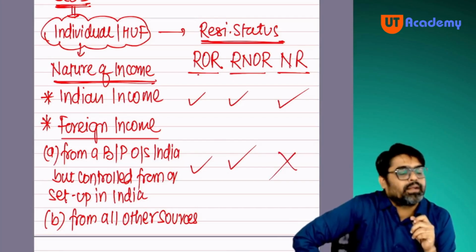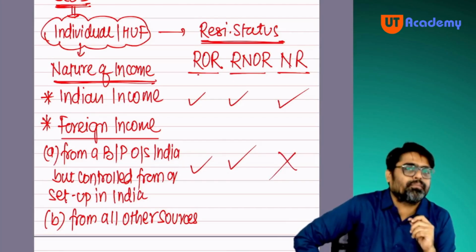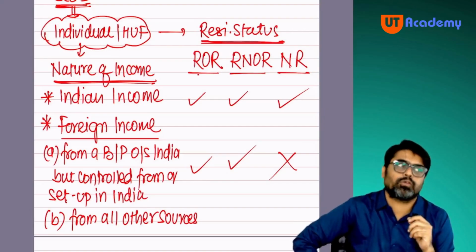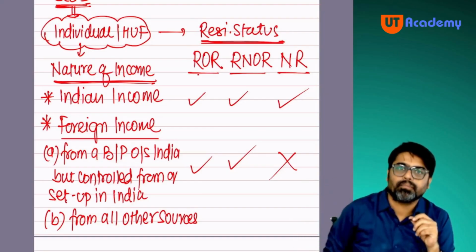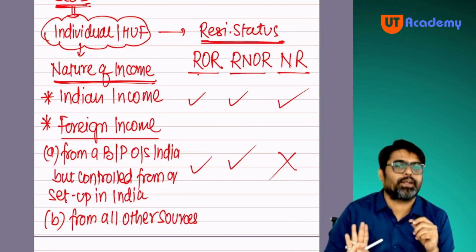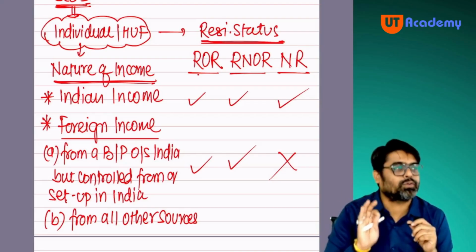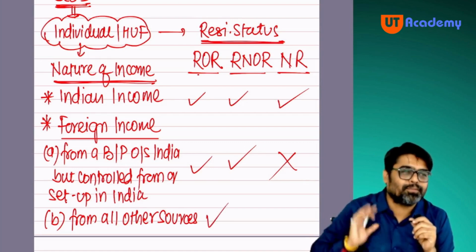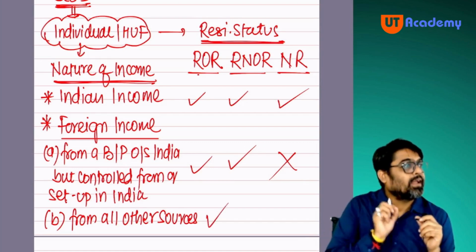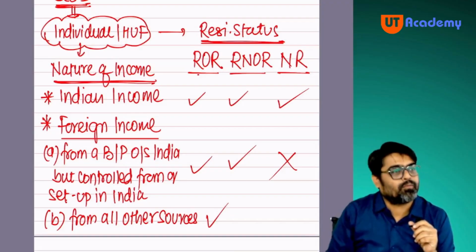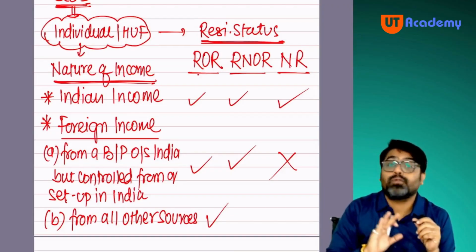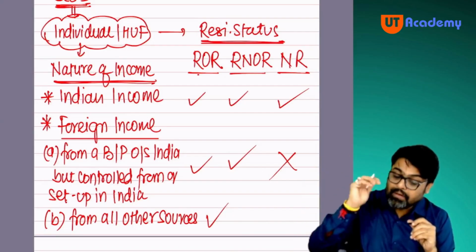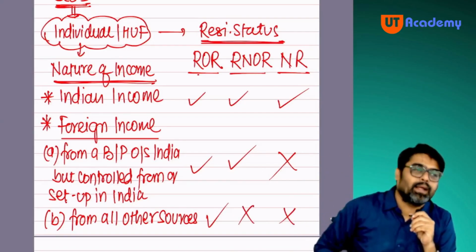Got it? Next one. Are you earning part B foreign income? That foreign income will also be included in the computation of your total income only if your status is ROR. Full stop. It means that if you are earning part B foreign income, that foreign income will not be included in the computation of your total income if your status is RNOR and NR.